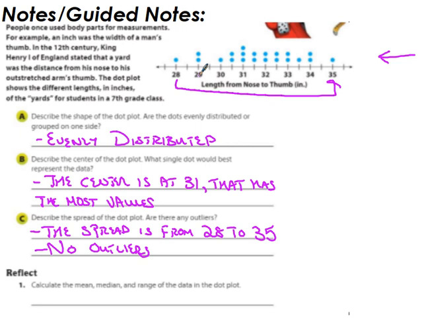Okay, so that's it. You're just describing what you see. Is it evenly distributed? Is it not evenly distributed? Where's the center? And then what's the range? How far spread out is this data?